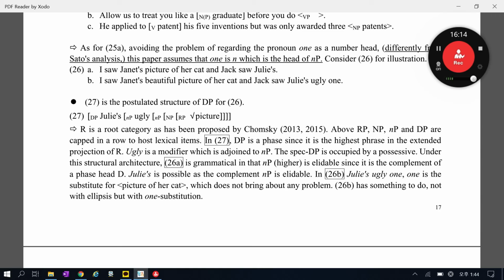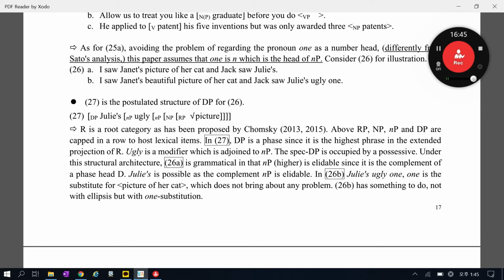Under this structural architecture, 26a is grammatical in that little np, the higher little np, is elidable since it is the complement of a phase head D, and Julie's is possible as the complement little np is elidable. In 26b, Julie's ugly one is the substitute for a picture of a cat, which does not bring about any problem.